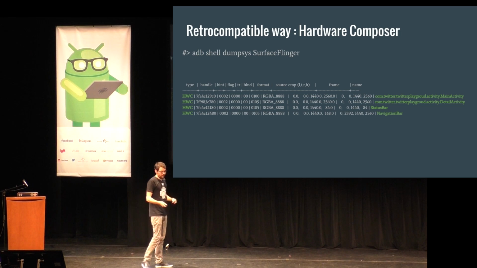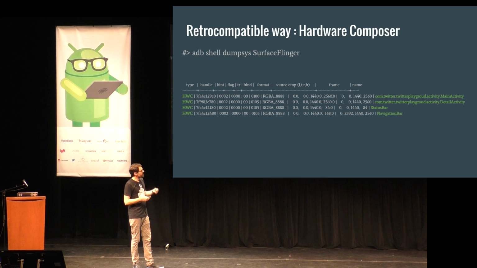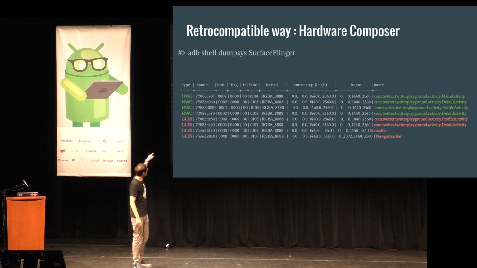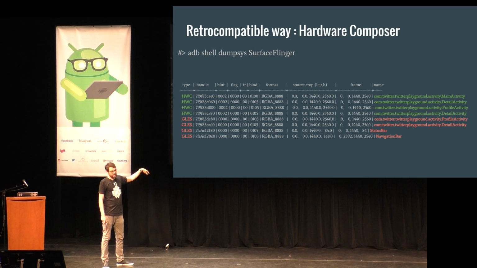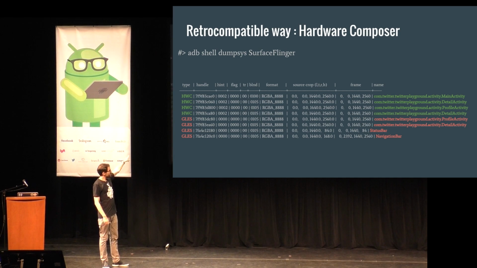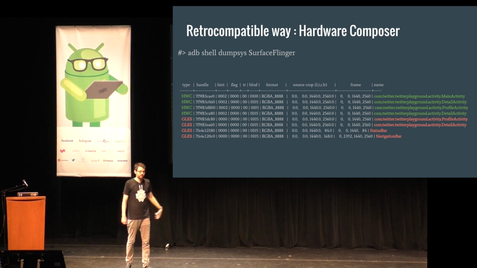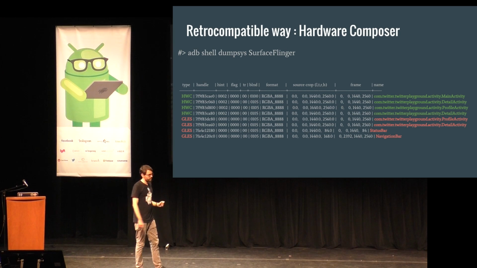Where it starts getting a little bit different is when you start stacking these translucent activities on top of each other. You keep starting those activities, and I played around to see what happened. As you can see, for the first 4 layers, the composer was happy. It took them, composed them, and passed them to the display, but the rest actually had to go through the GPU and be processed by the GPU before being passed to the display.